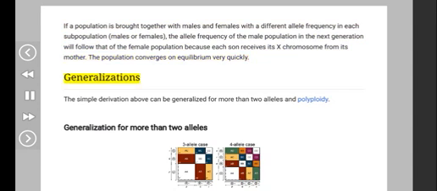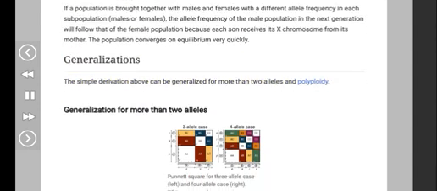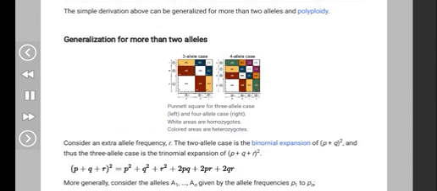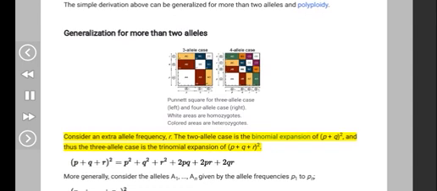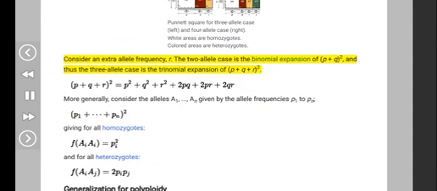Generalizations. The simple derivation above can be generalized for more than two alleles and for polyploidy. Generalization for more than two alleles: Punnett square for the 3 allele case, left, and the 4 allele case, right. White areas are homozygotes. Colored areas are heterozygotes. Consider an extra allele frequency, r. This is the binomial expansion of (p + q)², and thus the 3 allele case is the trinomial expansion of (p + q + r)².